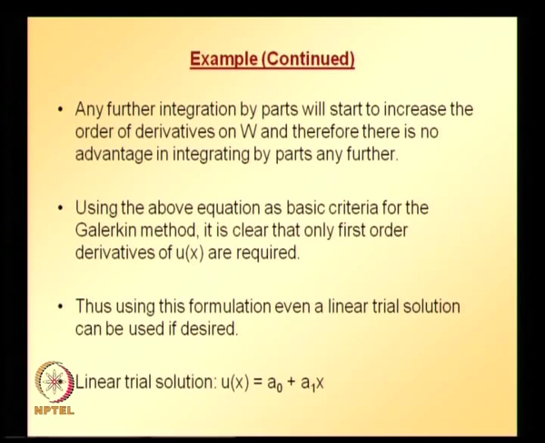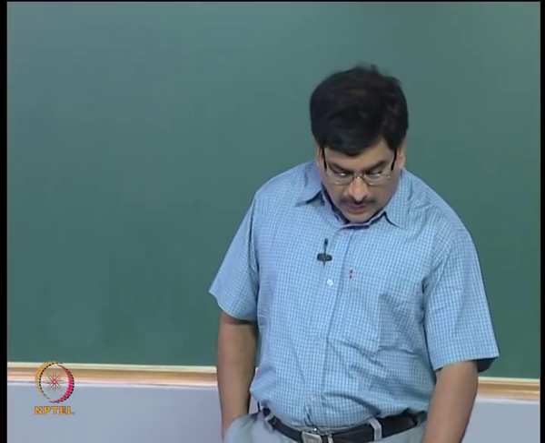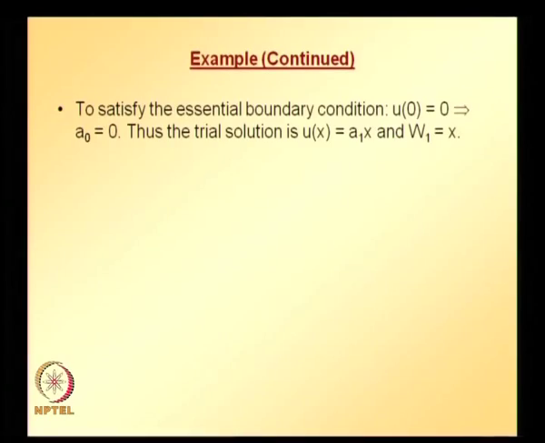So what you need to do is make sure this trial solution is admissible, that is you need to substitute the essential boundary condition into this and reduce the number of unknown coefficients. So what is the essential boundary condition that is given here? u evaluated at x is equal to 0 is 0. If you substitute that condition, it results in a naught equal to 0. So the trial solution becomes u is equal to a1x. So there is only one unknown coefficient to be determined. And you know, for Galerkin method, weight function is partial derivative of u with respect to the unknown coefficient. So it turns out that weight function is equal to x.